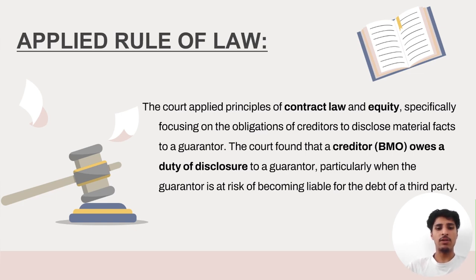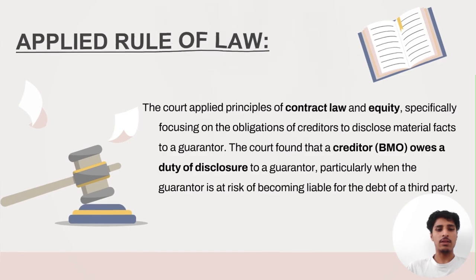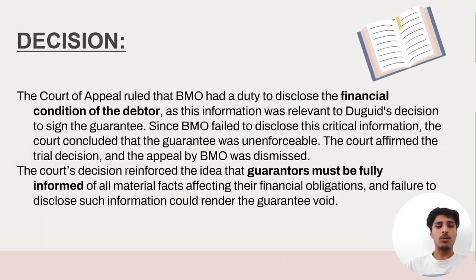And my second slide is about the decision which is made by the Court of Appeal. The Court of Appeal ruled that BMO had a duty to disclose the financial condition of a debtor, as this information was relevant to the decision to sign the guarantee. Since BMO failed to disclose this critical information, the court concluded that the guarantee was unenforceable. The court affirmed the trial decision and the appeal by BMO was dismissed.